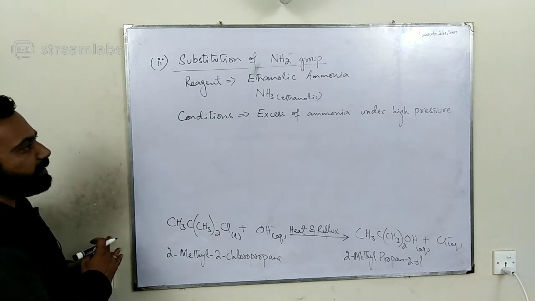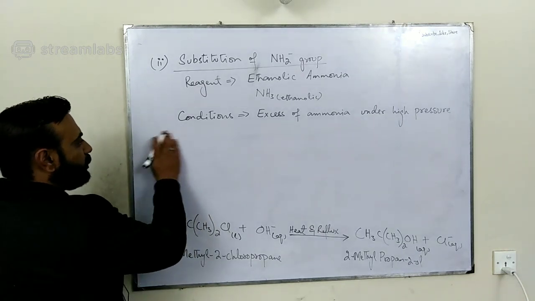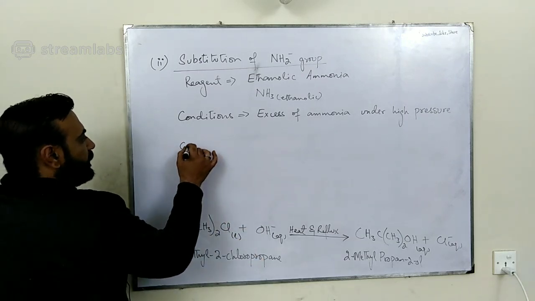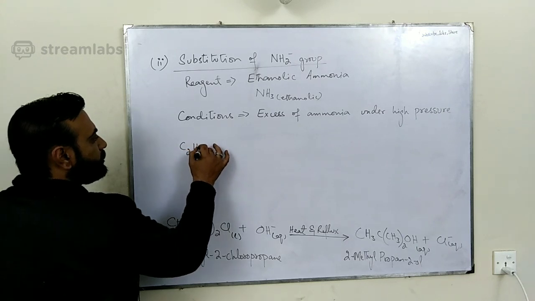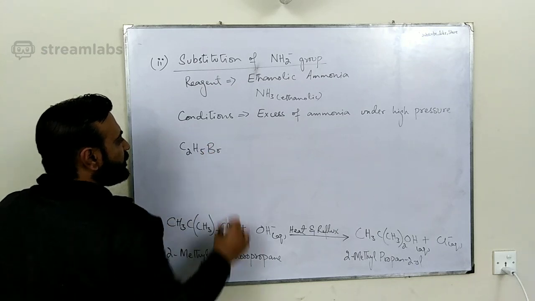Okay, now let us take a look at the type of reaction that proceeds. For example, let us take a different halogen this time. Suppose we have C2H5Br, this is bromoethane.